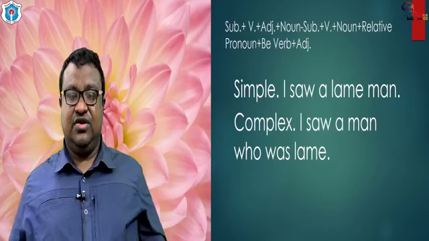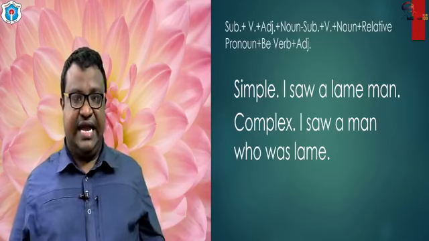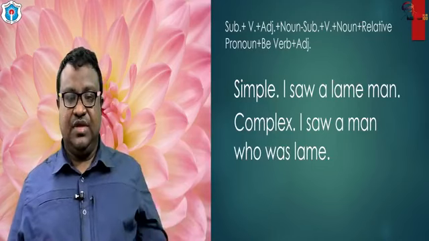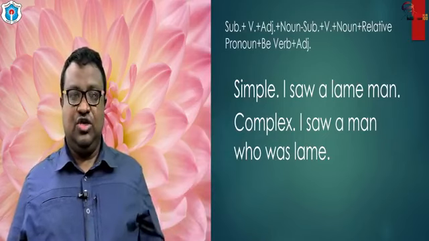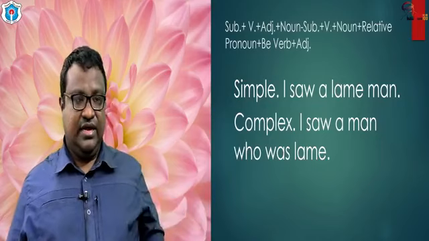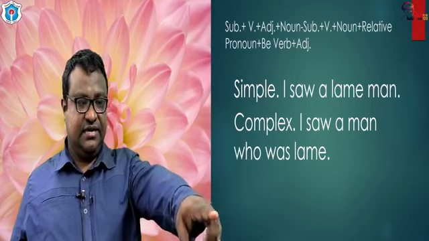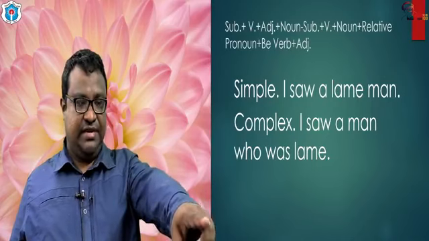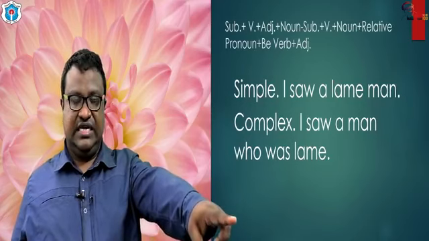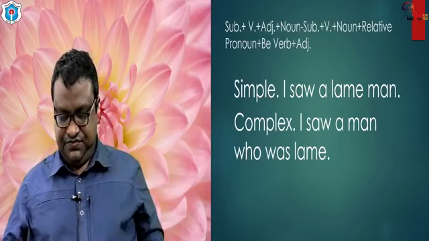I saw a man who has wealth. But when I am saying that I saw a lame man, in that case it would be I saw a man who was lame. So here we don't need to use any verb to have, rather we are using a to be verb. So the formula is subject plus verb plus the noun a man plus relative pronoun who, then the auxiliary verb, here we will use the be verb was, and then the adjective.